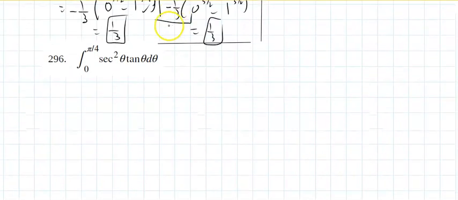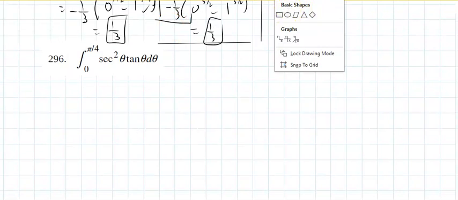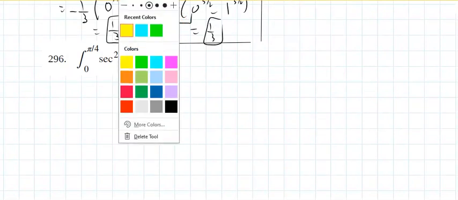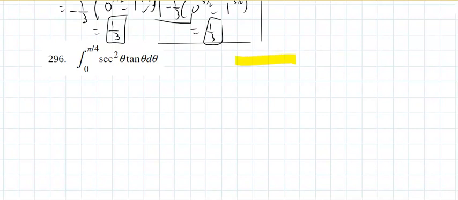How about this problem? What are you going to let u equal? You're going to let u equal the inside of a power function. The inside of the power function here is the secant of theta. If you let u equal that, that will be a u squared. Derivative of that is secant of theta tan of theta. Well, that didn't work properly.